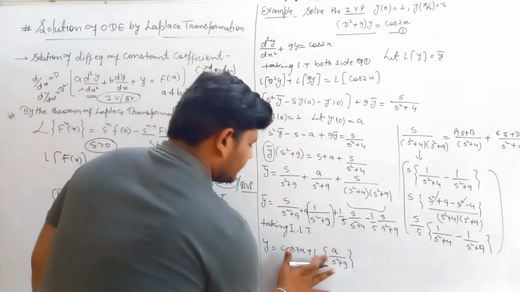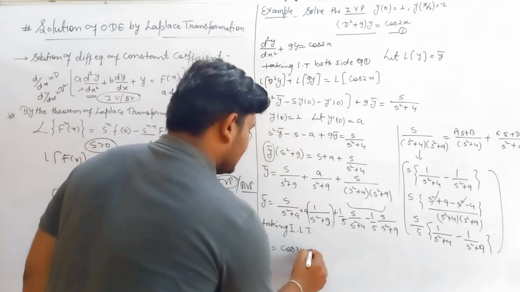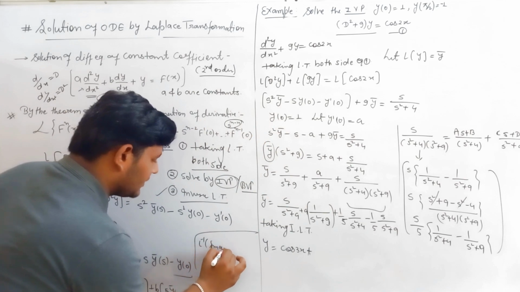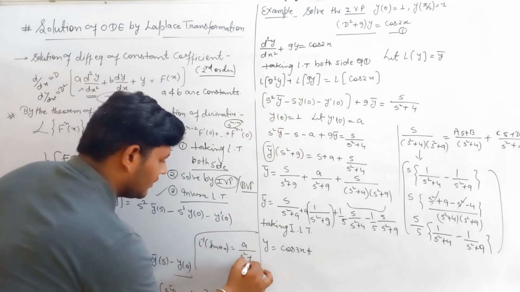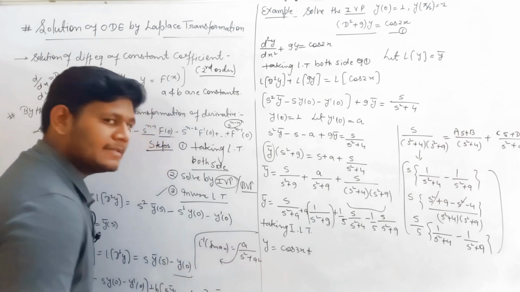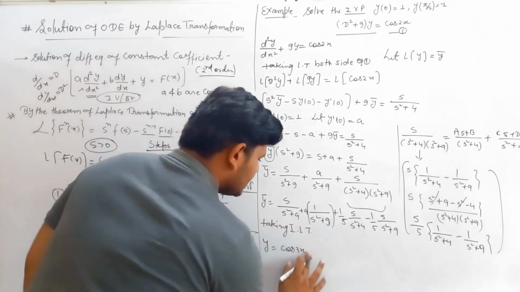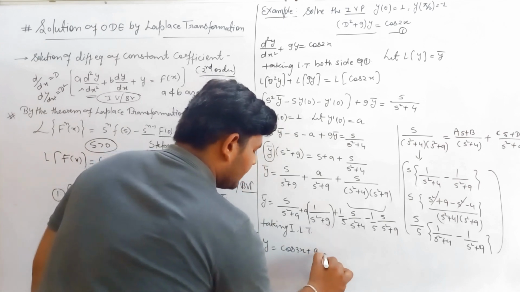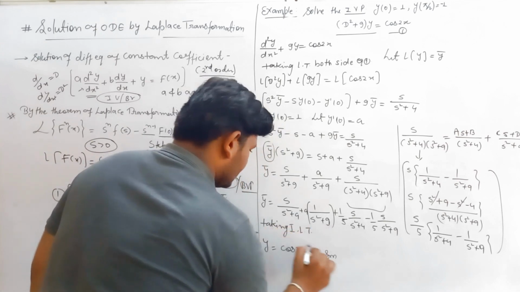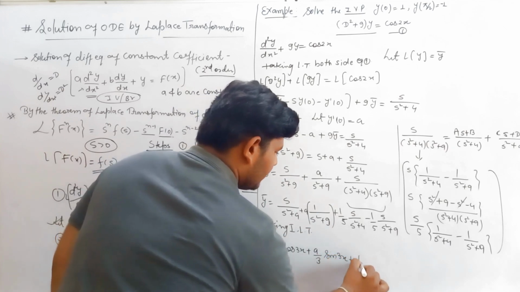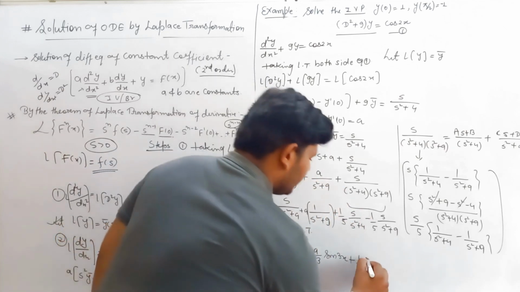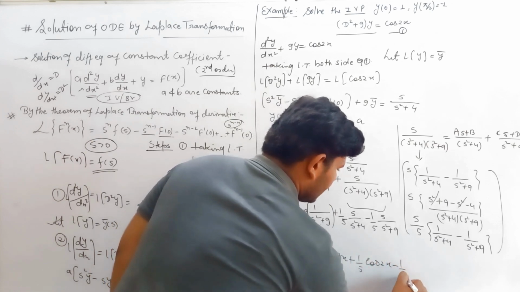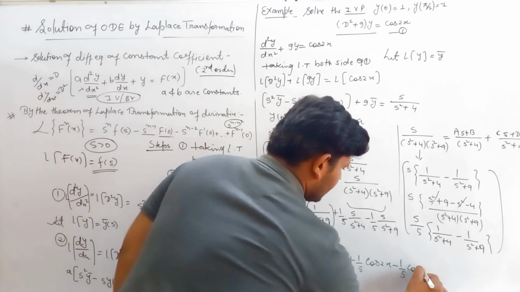Now see here, the Laplace transform I'm writing here. Laplace transform of sine of ax is nothing but a upon s square plus a square. If I am writing a here, so 1 upon a, it means it is nothing but a upon 3. A is 3 here. A upon 3 sine 3x plus 1 upon 5 cos of 2x minus 1 upon 5 cos of 3x here.